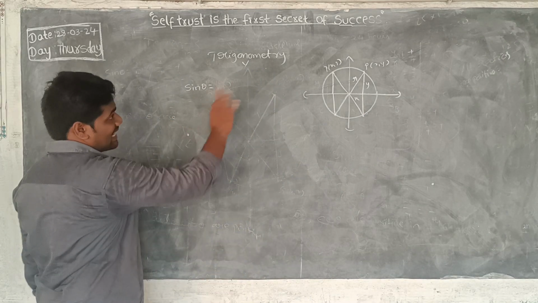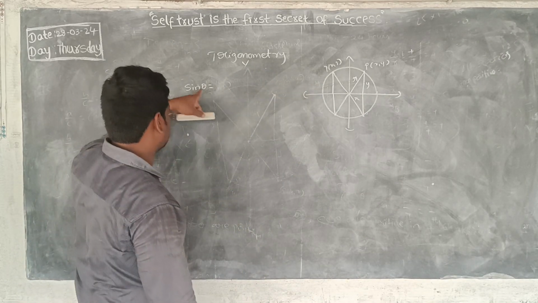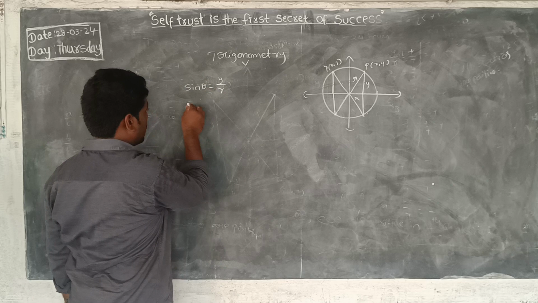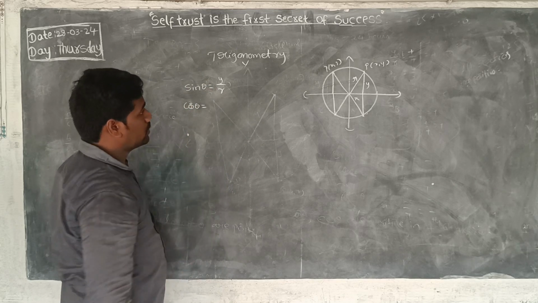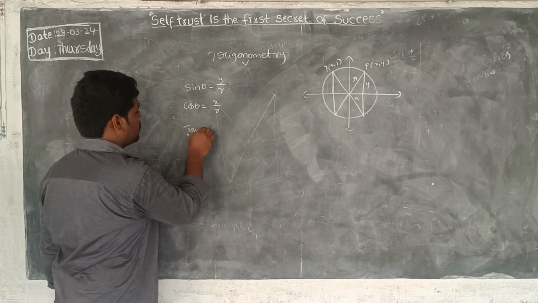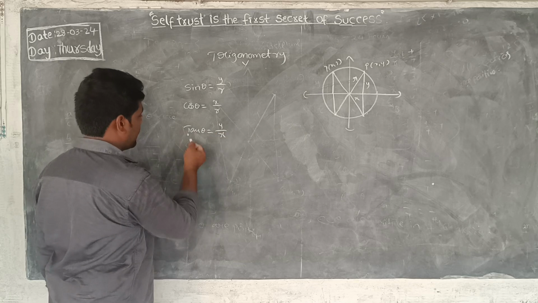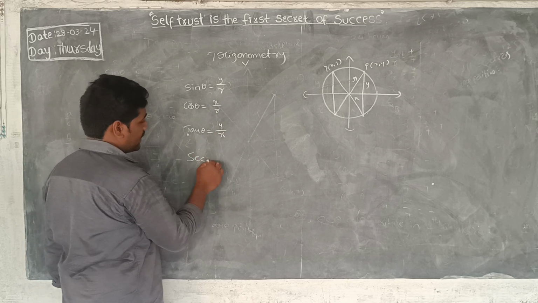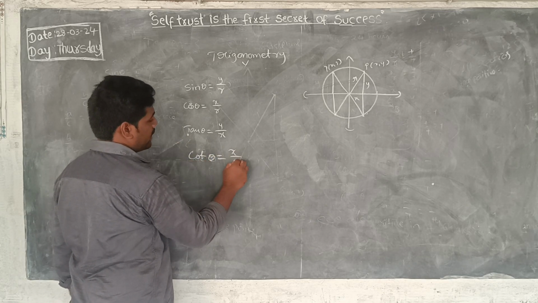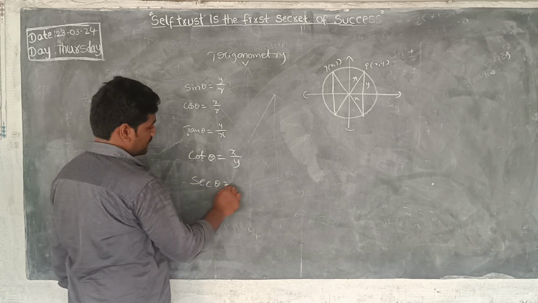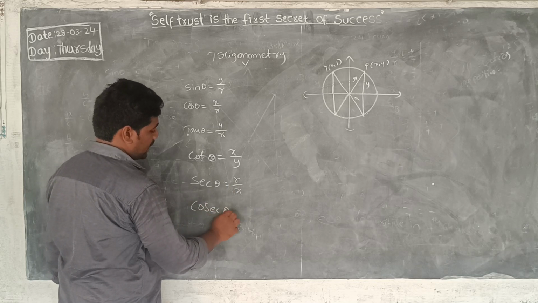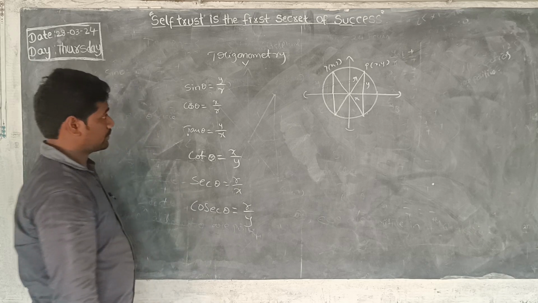Now, sin theta is equal to y by r, and cos theta is equal to x by r. Tan theta is equal to y by x, and cot theta is equal to x by y. Secant theta is equal to r by x. Cosec theta is equal to r by y.